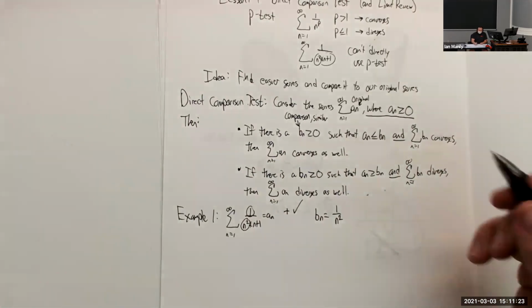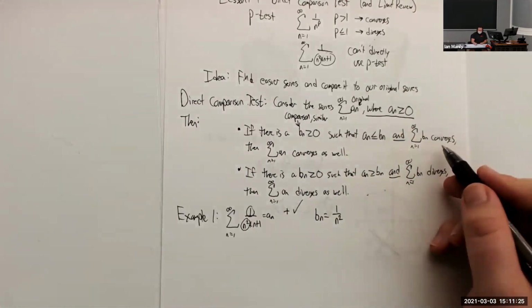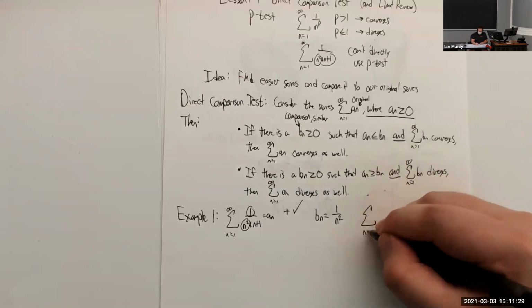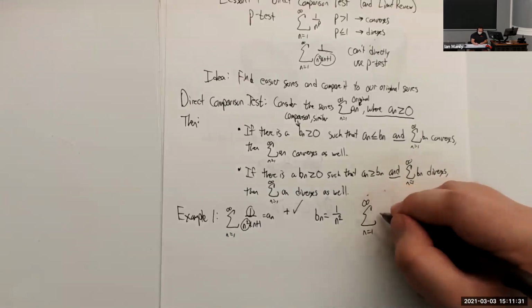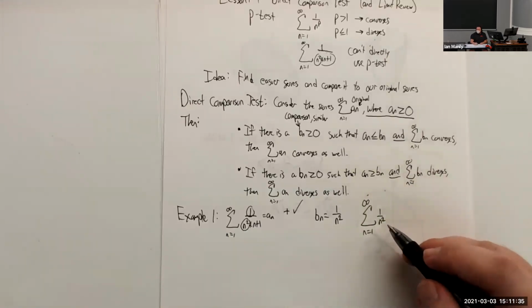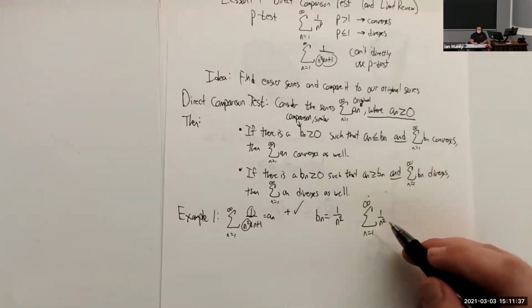All right, well, let's see here. So since my Bn is 1 over n squared, let's take a look at what the series Bn does. So if we add up 1 over n squared, is this going to converge or is this going to diverge?